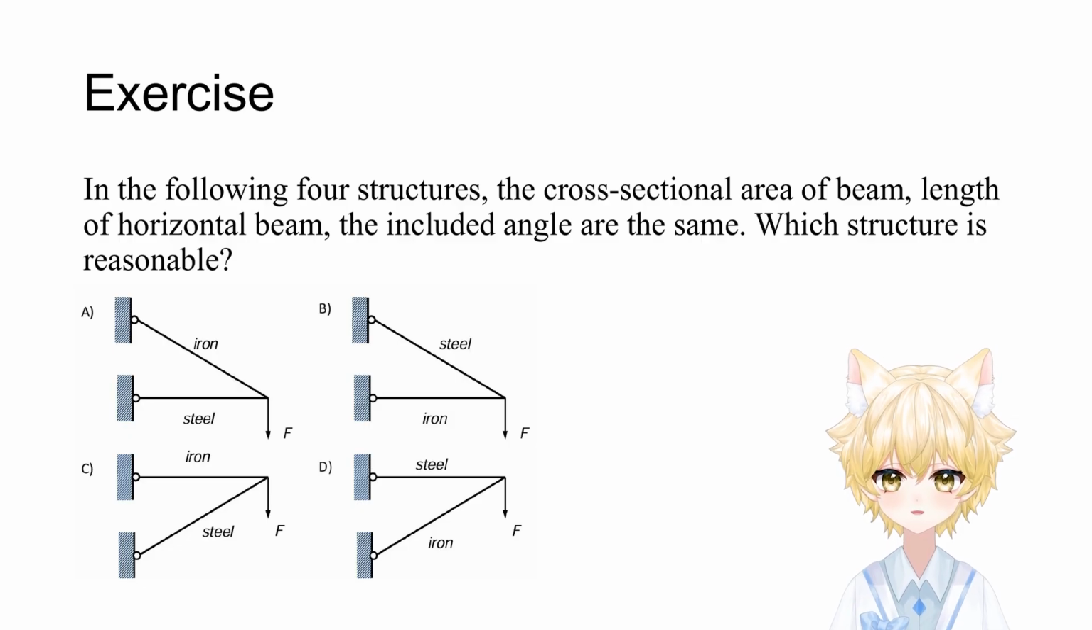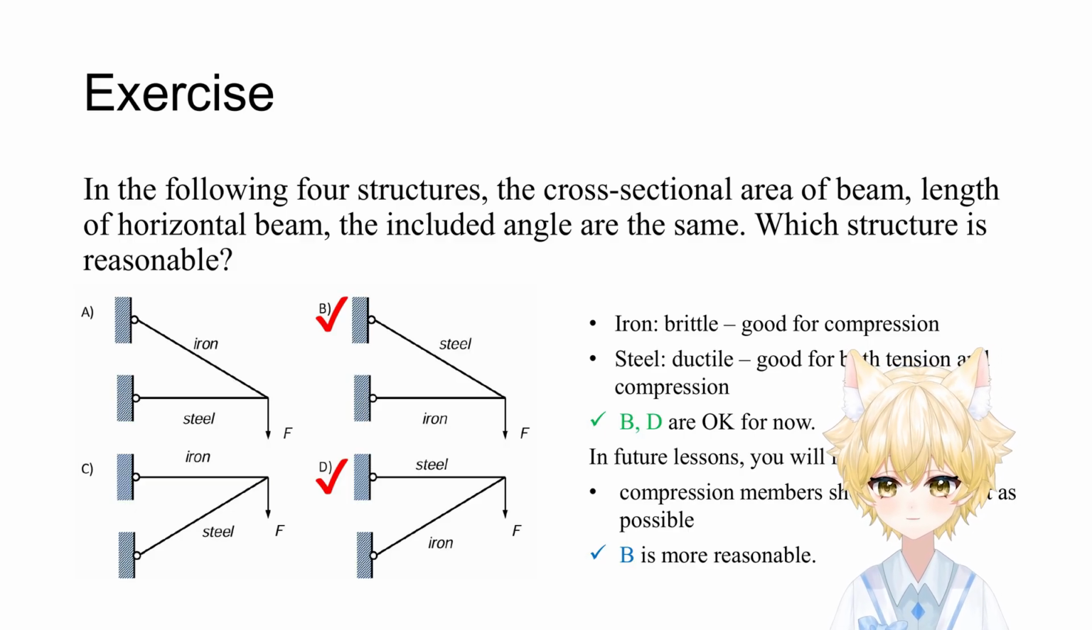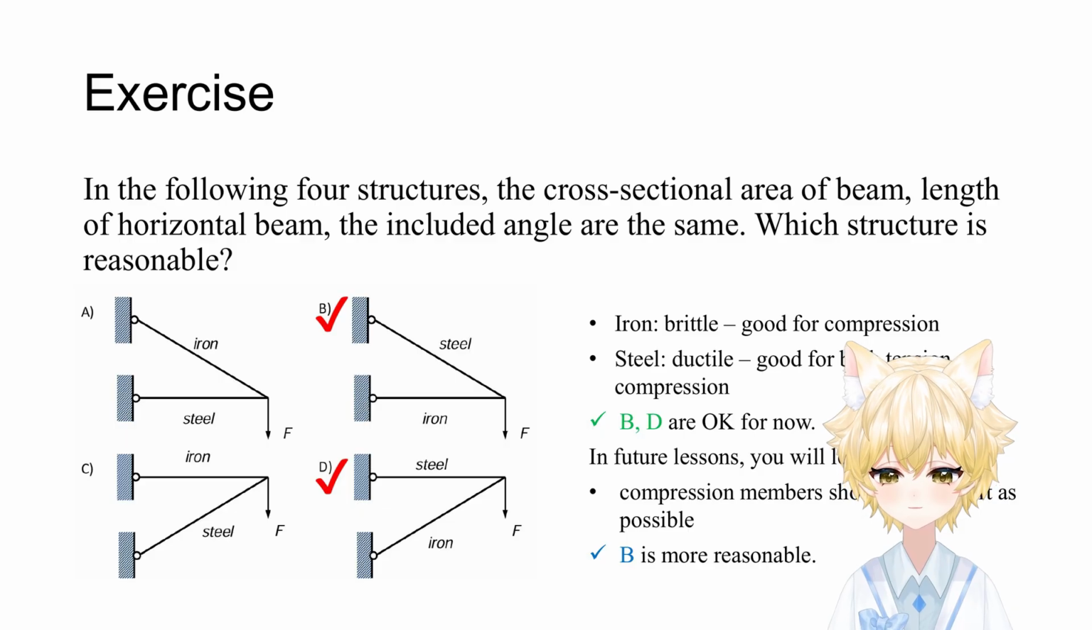So, when we examine these structures, we should assign materials based on the type of loading in each member. Members that primarily carry compression can be made of iron. Members that carry tension should be made of steel. Using this reasoning, structures B and D are acceptable choices. However, there is an additional consideration. In future lessons, you will learn that compression members should be as short as possible to avoid buckling. Taking this into account, structure B is the most reasonable choice.